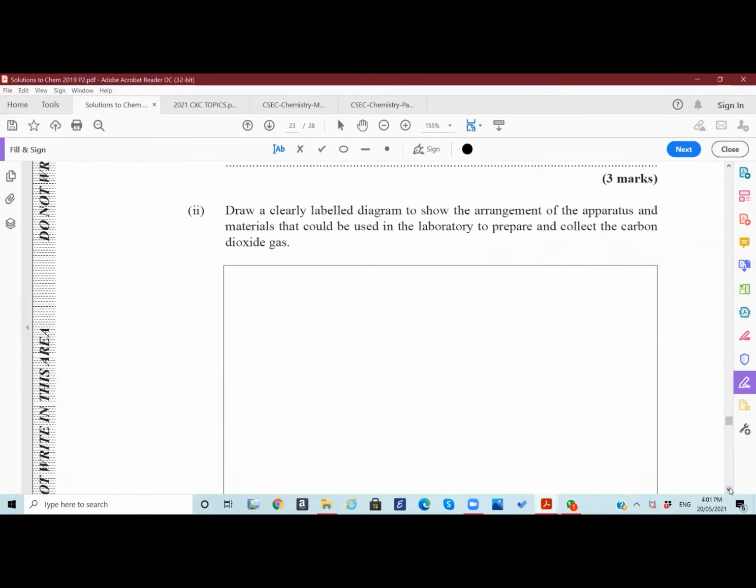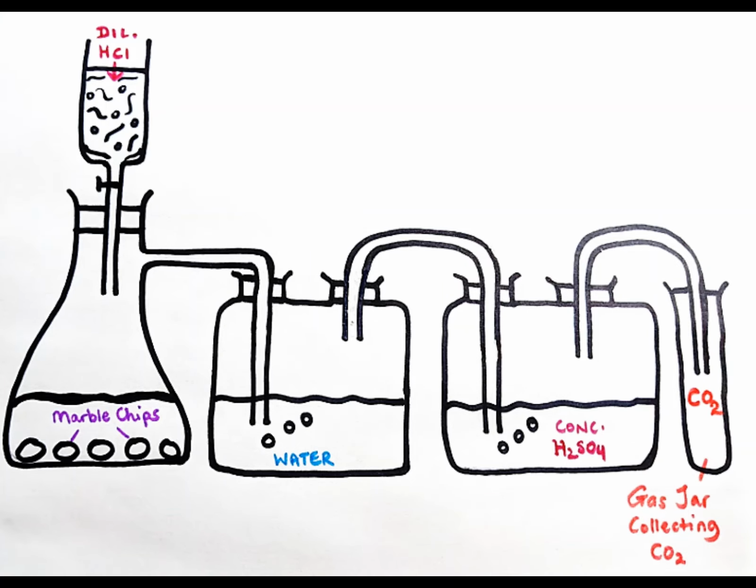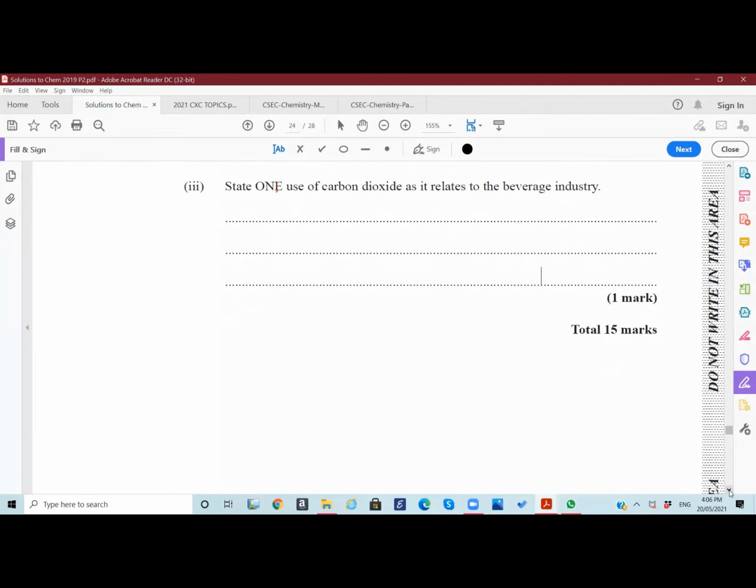Part 2, draw a clearly labeled diagram to show the arrangement of the apparatus and materials that could be used in the laboratory to prepare and collect the carbon dioxide gas. Part 3, state 1 use of carbon dioxide as it relates to the beverage industry. Carbonated drinks. Correct. So it's used in the production of carbonated or fizzy drinks.